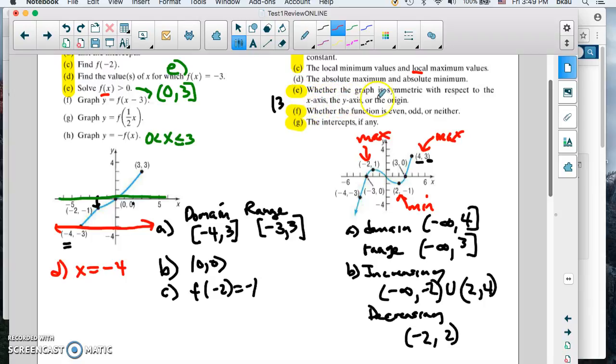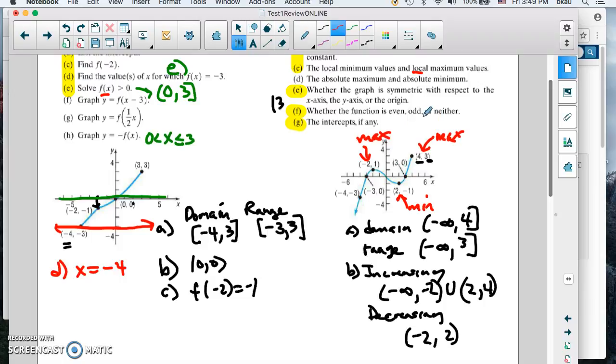It says, determine whether the graph is symmetric with respect to the x-axis, y-axis, or origin. Now, this one is neither. There is no symmetry here because of this arrow. If this had stopped right here and not continued on, then it would have origin symmetry. You could rotate it and match it up. But since it stops here, there's no symmetry. If this had continued on in this direction, it would have origin symmetry.